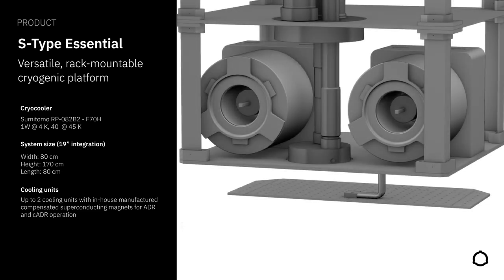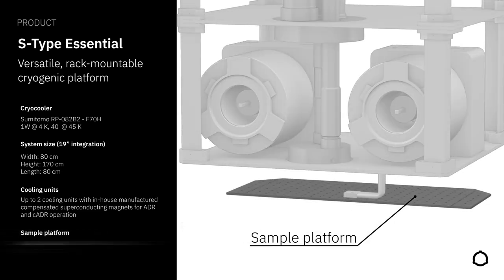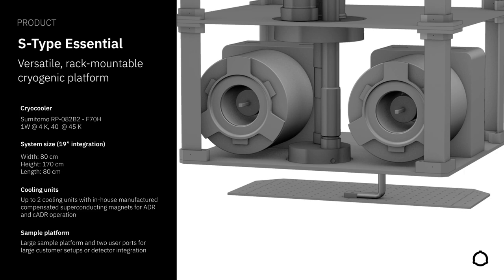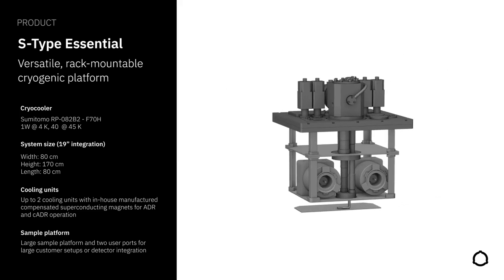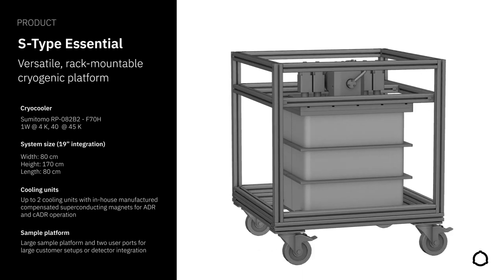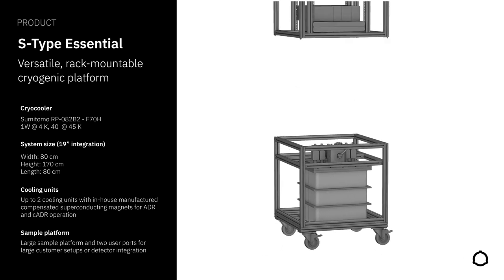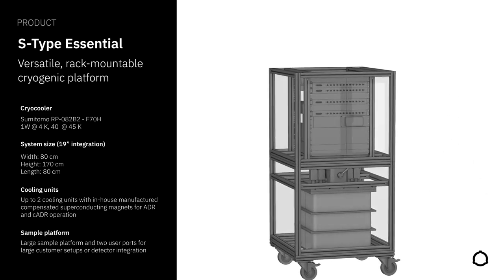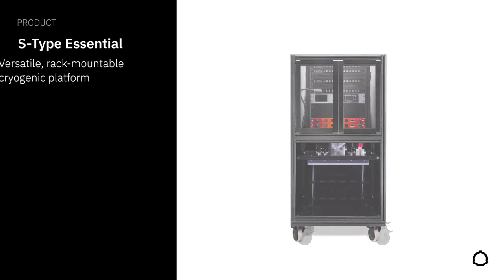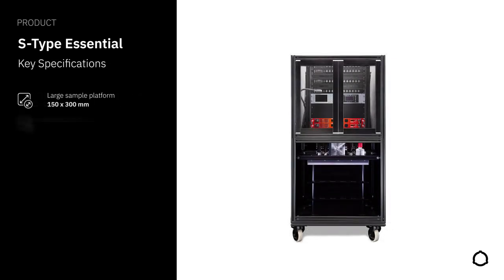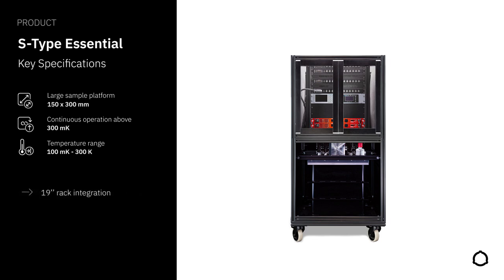The S-type Essential offers a large, rectangular sample platform which can accommodate a complex customer setup, detector arrays, or other low-temperature electronics. Finally, the system is mounted in a modular 19-inch rack, with one module holding the cryostat and another module including all system electronics as well as space for customer electronics. In this configuration, the S-type Essential offers continuous cooling at 300 mK and one-shot operation down to 100 mK, with a hold time exceeding 3 hours. Additionally, the system features one large sample platform and two large user ports for custom wiring such as RF lines or optical fibers.